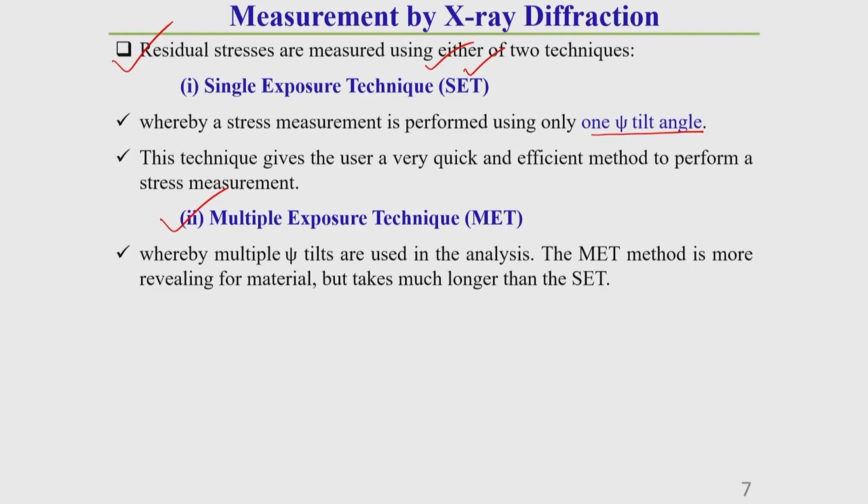That means this technique gives the user a very quick and efficient method to perform a stress measurement, whereas the MET method, generally called the multiple exposure technique, is more revealing for the material. But it takes longer than SET, because in SET we are using only one single tilt psi, but here we use multiple tilt psi. This you can keep in mind. That is why the second one will take more time, but it gives more accurate results.